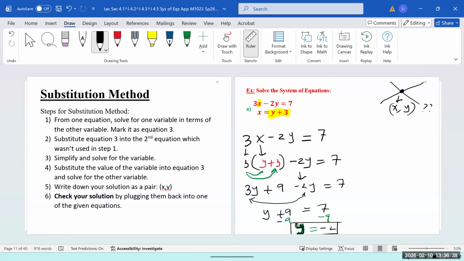We found the y, so how do you find the x? You have to choose one of the equations, either one of them. I'm going to pick the bottom one because x is already single here. So x equals y plus 3. But do you know what y is? Negative 2. So negative 2 plus 3, positive 1. So we found our solution.